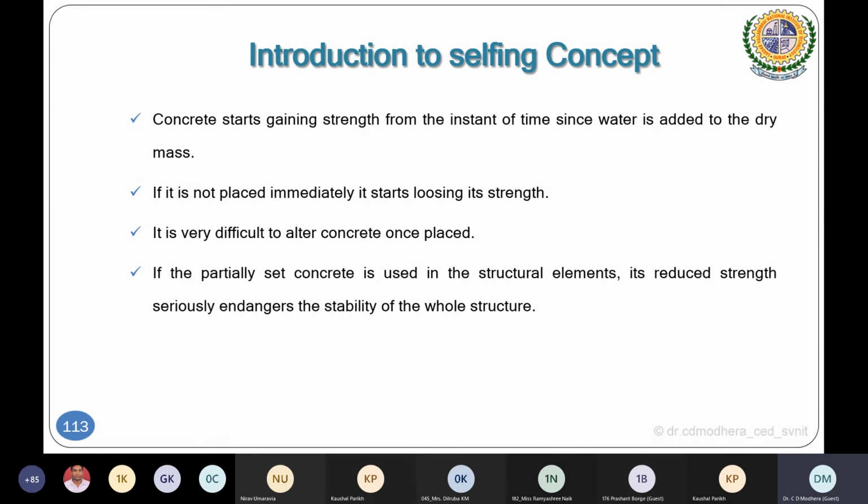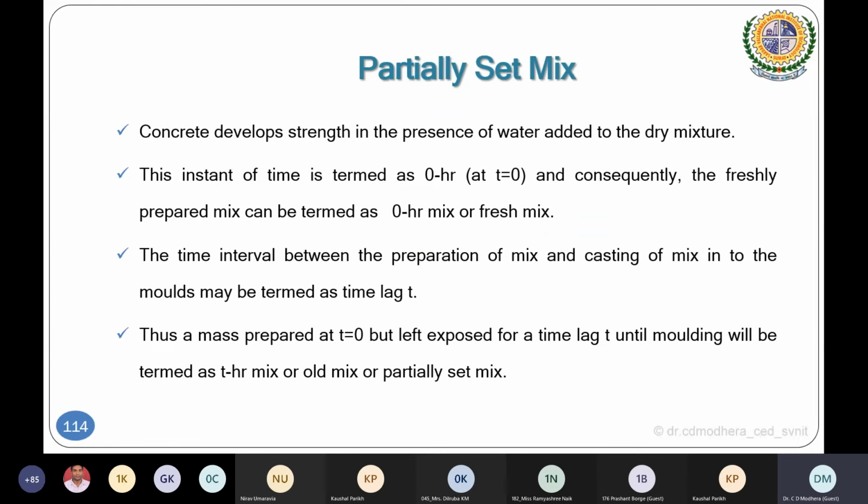What is the selfing concept? Concrete starts gaining strength from the instant of time water is added to the dry mass. If it is not placed immediately, it starts losing its strength. Not placed in a particular structural member. It is very difficult to alter concrete once it is placed; then it is not in your hand to alter it. If the partially set concrete is used in a structural element, it reduces strength and seriously endangers the stability of the whole structure. So selfing is what I told you a few minutes back: we are understanding the behavioral part of the delay in mixing. So sometimes we can say it is partially set. What is partially set?